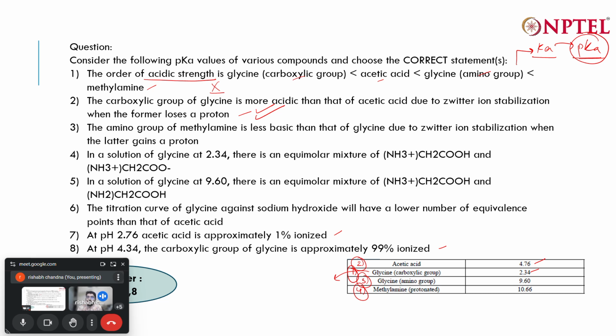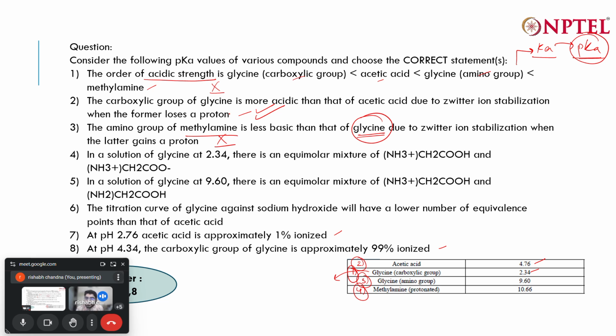Okay. Now moving on to the third statement: the amino group of methylamine is less basic than that of the glycine due to zwitterion stabilization when the latter gains a proton. So in this case, the glycine group is more basic than the methylamine. Okay, so this is not the correct statement.